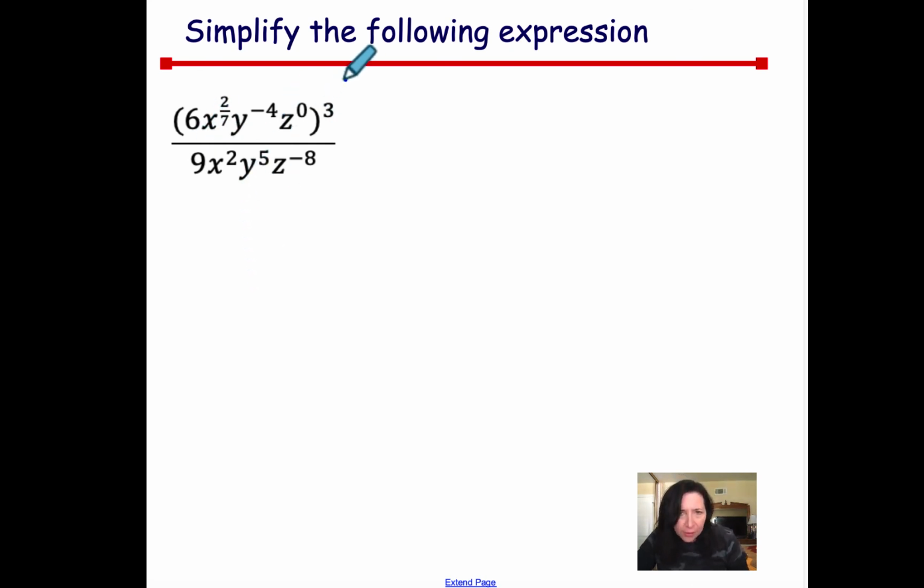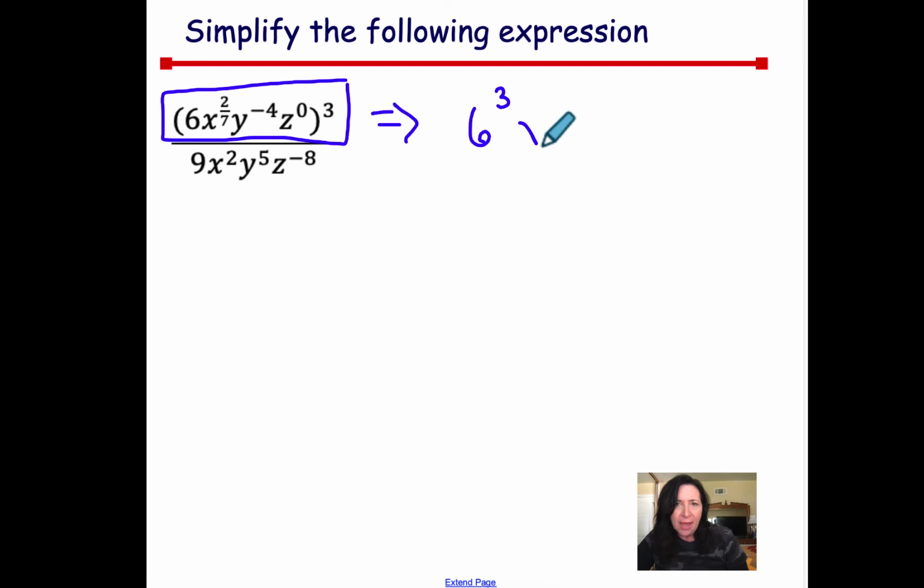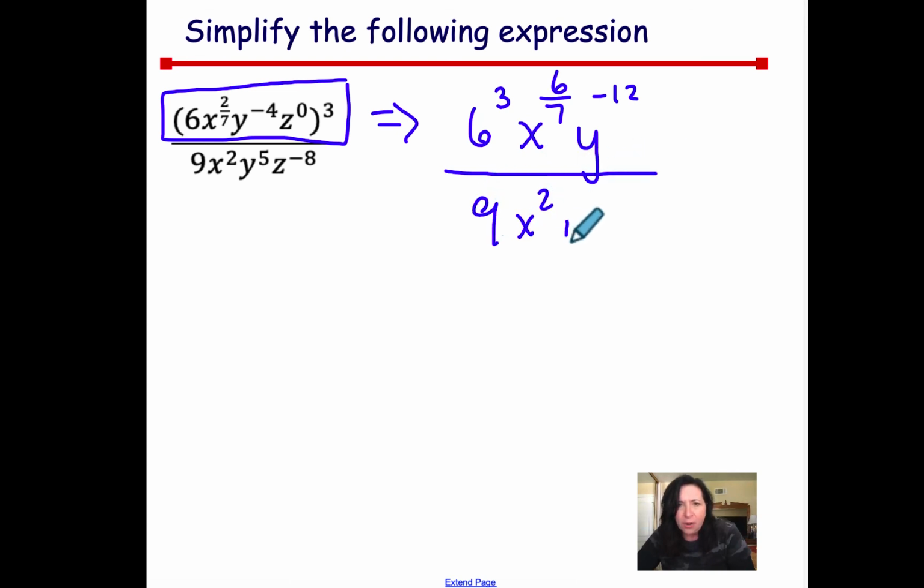Notice that only the top part here is cubed. All right, so dealing with that first, that's a big deal. That's going to be 6 to the 3rd power, x to the 2/7 times 3, which makes 6 over 7, y to the negative 12, z to the 0 is 1, that's gone. So now that's over all this stuff, 9x squared, y to the 5th, and z to the negative 8.